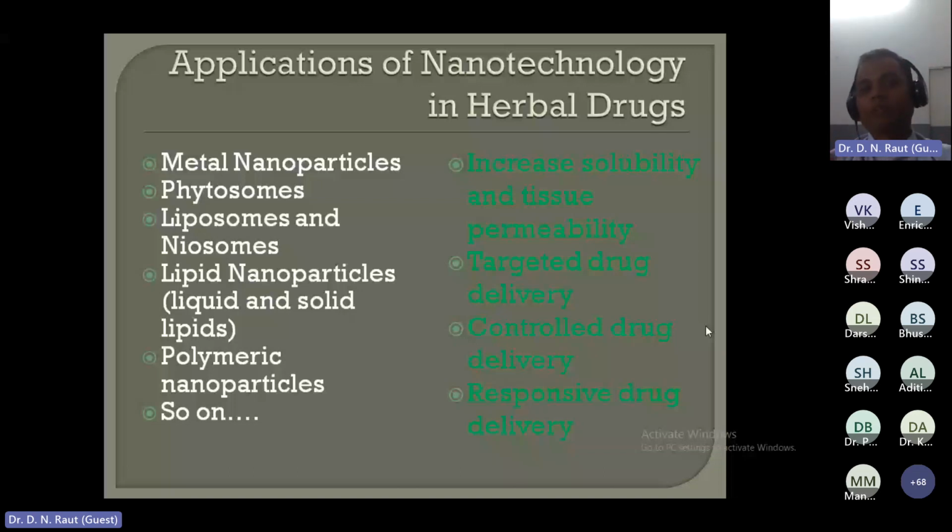So what happens with these nanotechnology-based formulations is that they increase the solubility as well as the tissue permeability of the drug, and they allow targeted drug delivery. They could have controlled drug delivery, as well as a responsive drug delivery system.